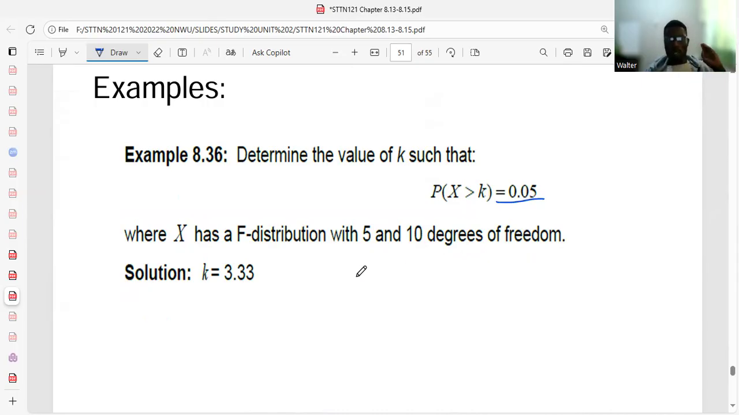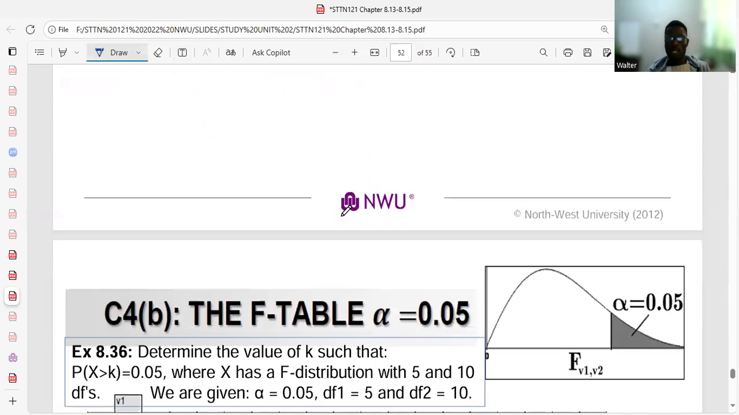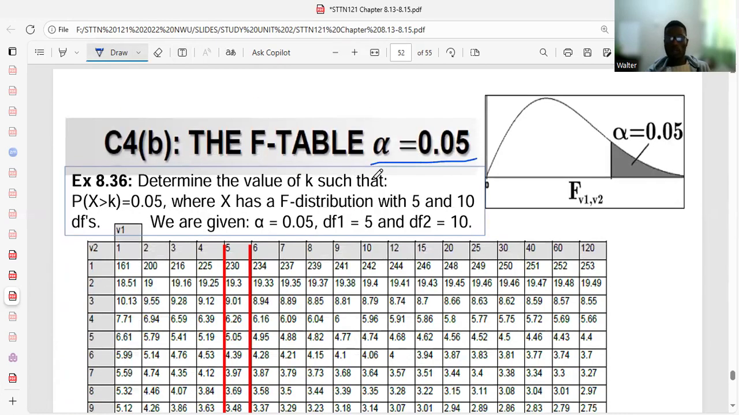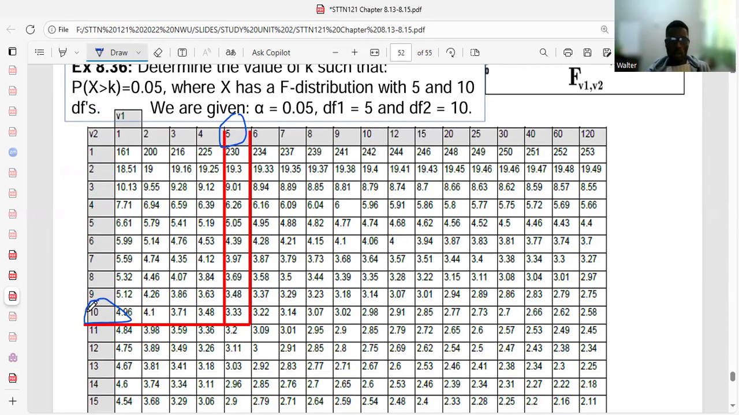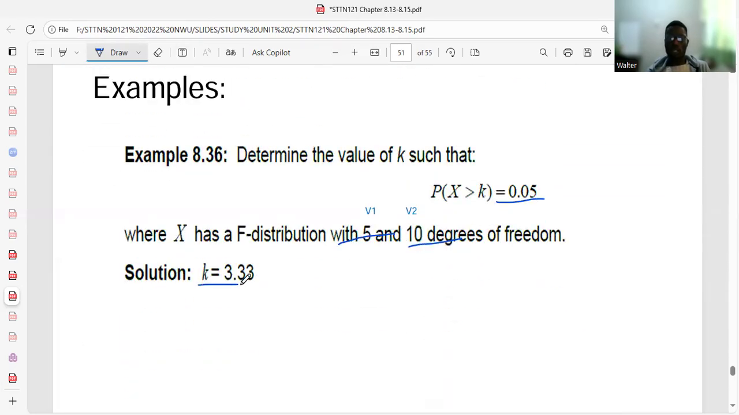Now, with 5 and 10 degrees of freedom, the 5 will be V1, guys. The 5 will be V1. And 10 will be V2. Now, when you check, already it's under 0,05. When you go and check the table of 0,05, what is the V1? I said it's 5 here. What is V2? I said it's 10. We'll be like, oh, this is where they correspond, on 3.33. Now you see, then you get the value of k is 3.33.